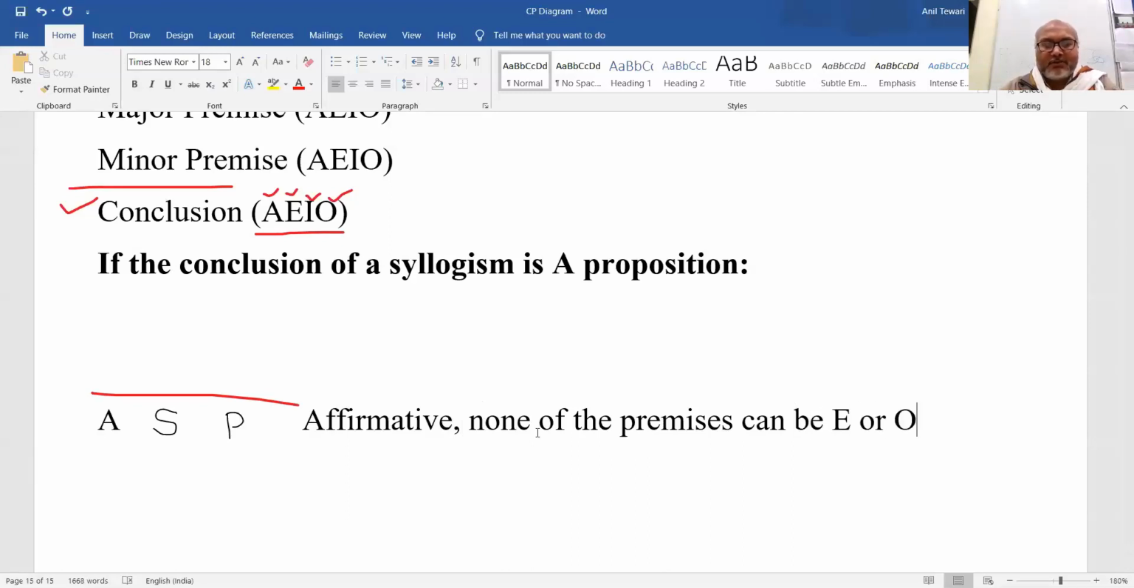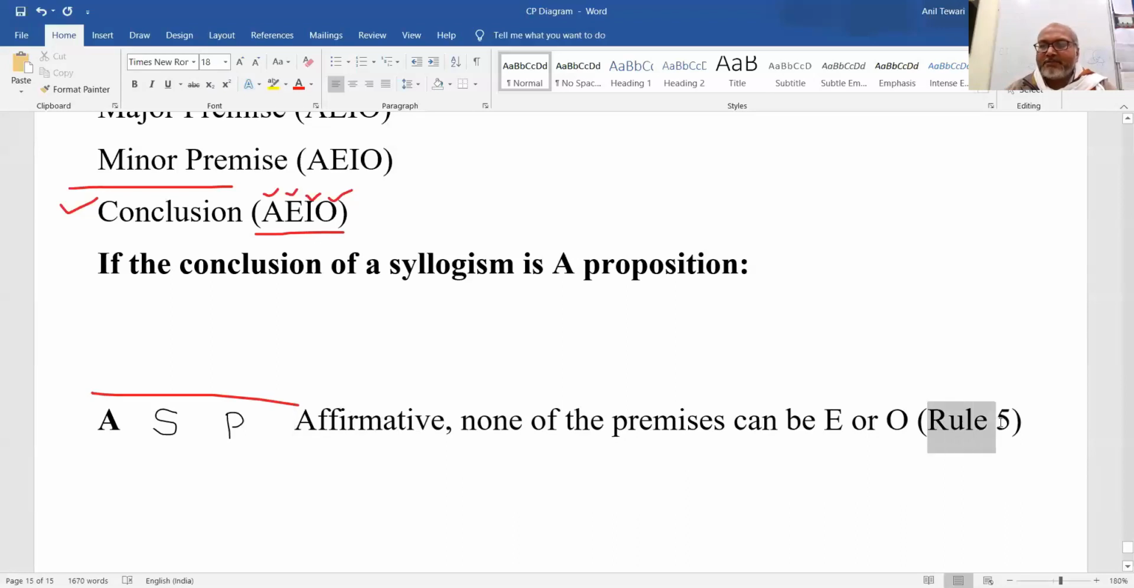Immediately you discover, the moment you come to know that the conclusion is A, how do you say that none of the premises can be negative? Rule 4 and 5. Remember rule 4 and 5. Rule 4 says that both premises cannot be negative. So you have a possibility that one premise can be negative. Rule 5 says that if one premise is negative, the conclusion has to be negative, right? Rule number 5. You must keep the rules in mind, and they will come in your mind only when you are careful in doing exercise.